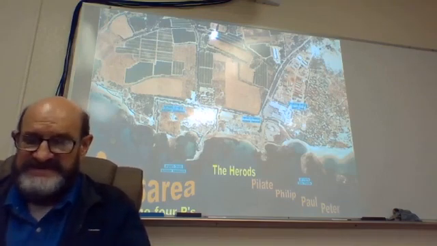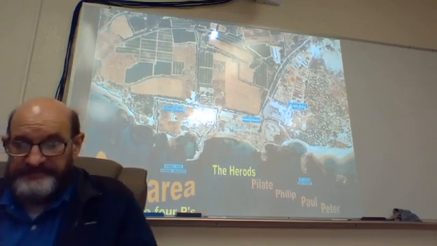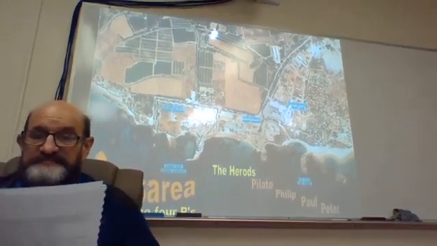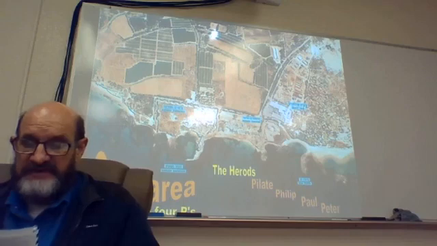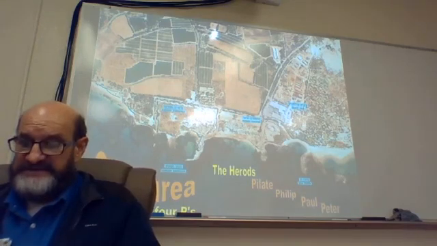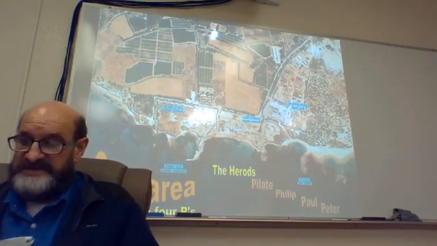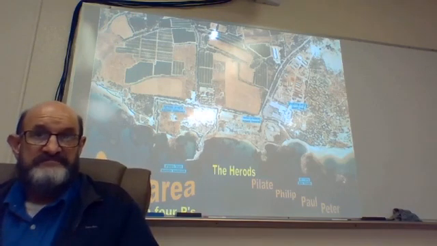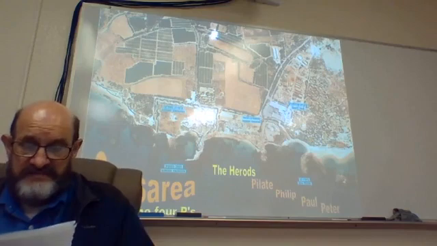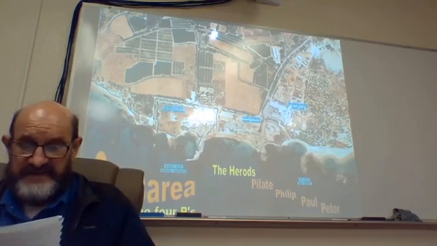So as we think about Caesarea, take a look at some of these facts in your booklet, page 7. Number 1, it was built by Herod the Great in honor of Augustus Caesar, named Caesarea Maritima. Maritima meaning by the sea. So Caesarea by the sea. Caesar's city by the sea.